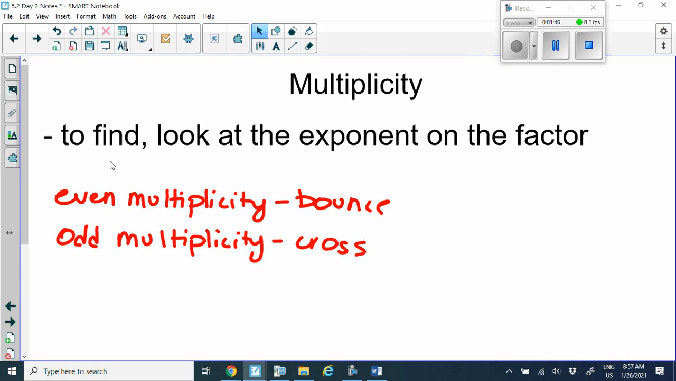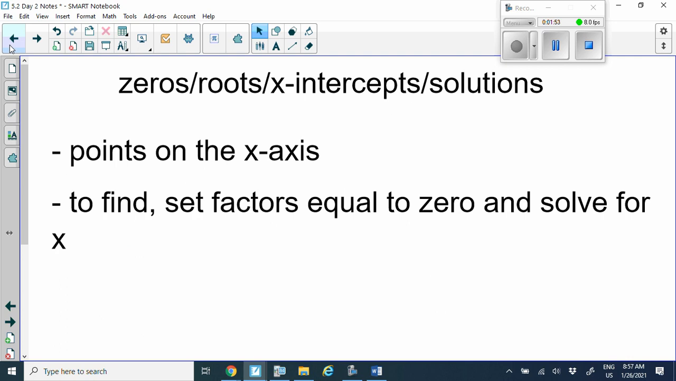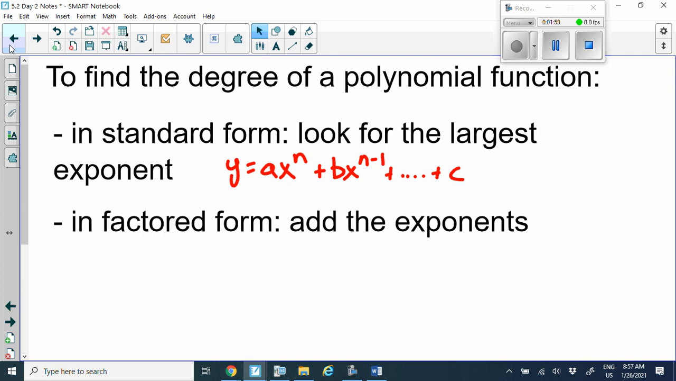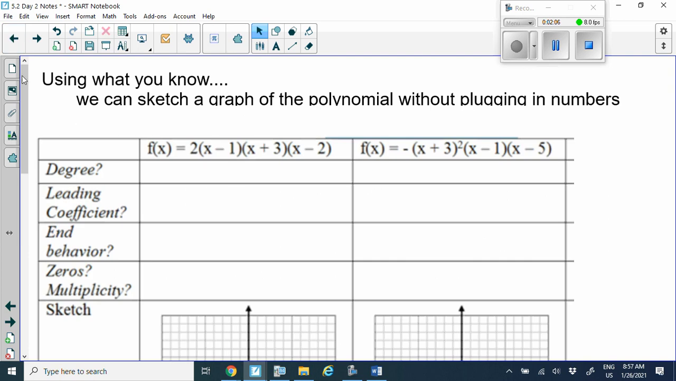Okay, now let's apply all this information to sketching. So if you need to, you can pause the video and take these notes down. Same thing here, you can pause the video and take these notes down. Go ahead if you need to, pause the video to take these notes down. Okay, let's get to it.